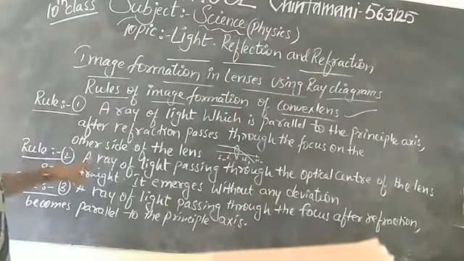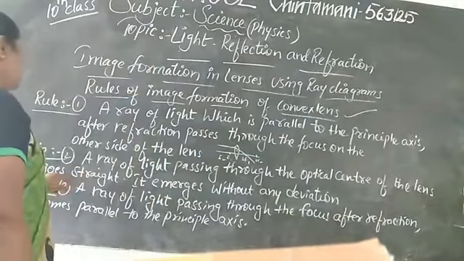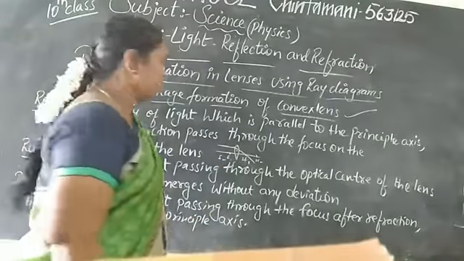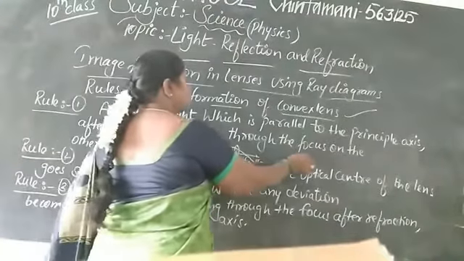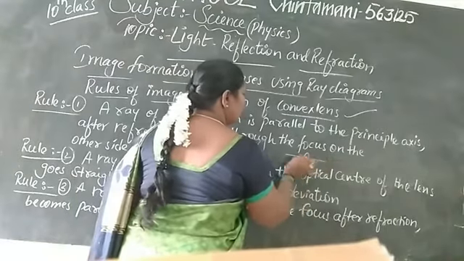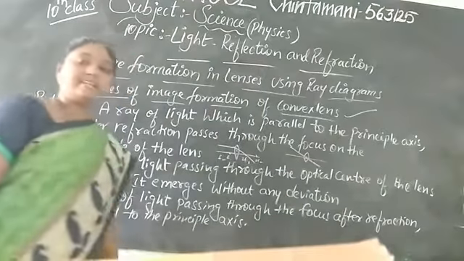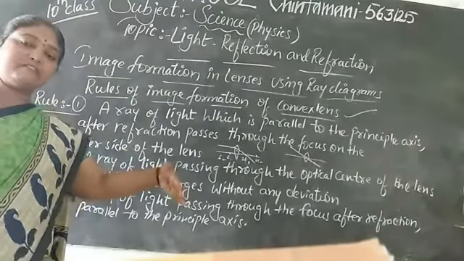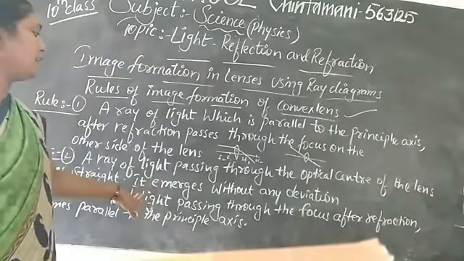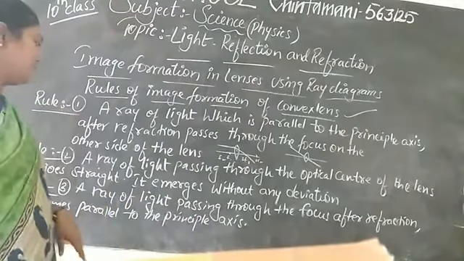Then what is the second rule? A ray of light passing through the optical center of the lens goes straight. It emerges without any deviation. So if it is passing through the center, it doesn't deviate. It is not going to deviate. It emerges without any deviation. That is the second rule.